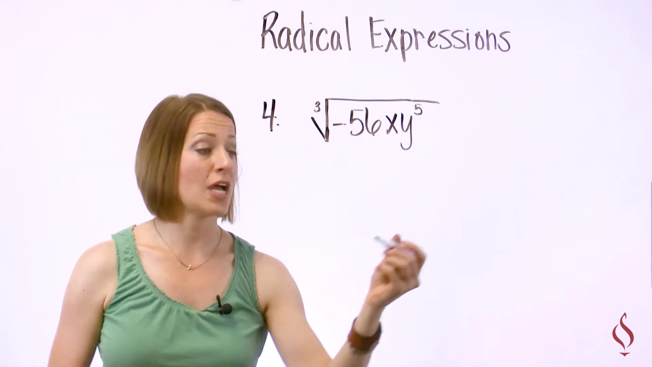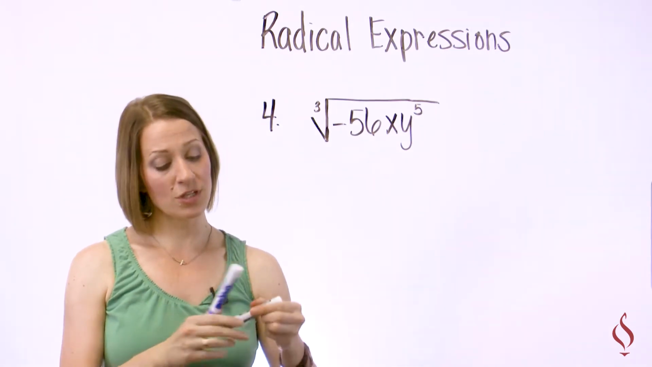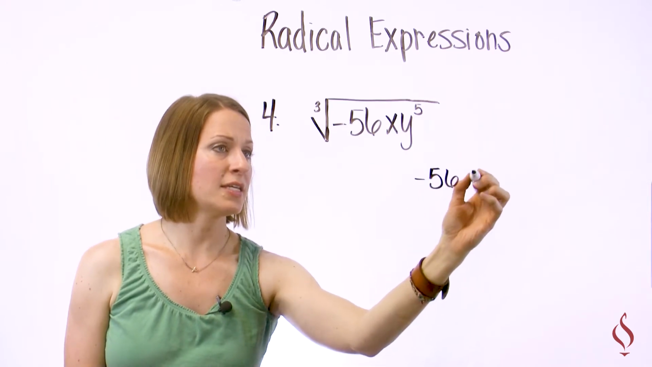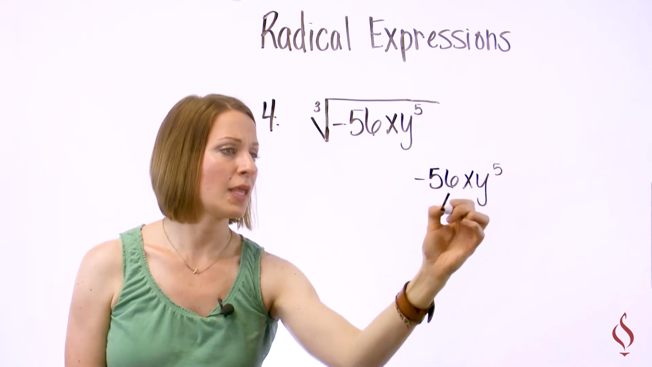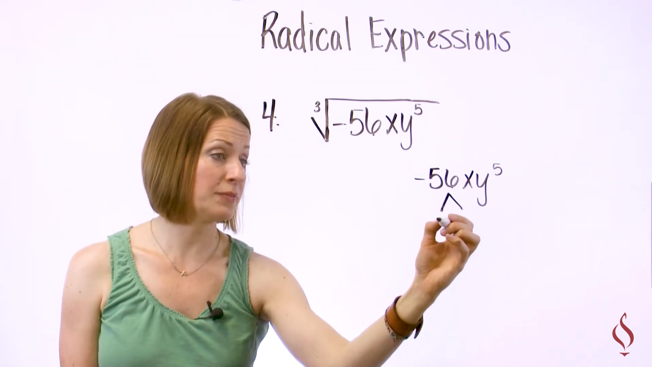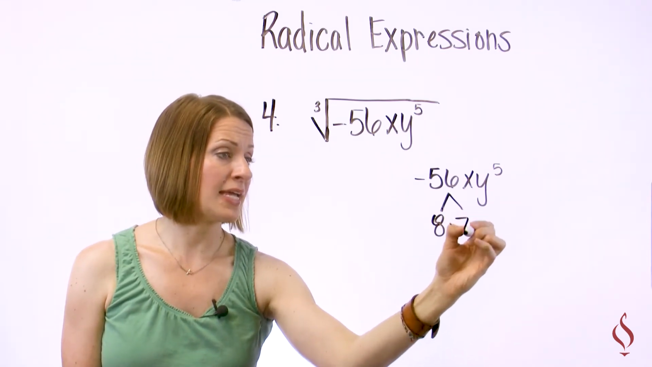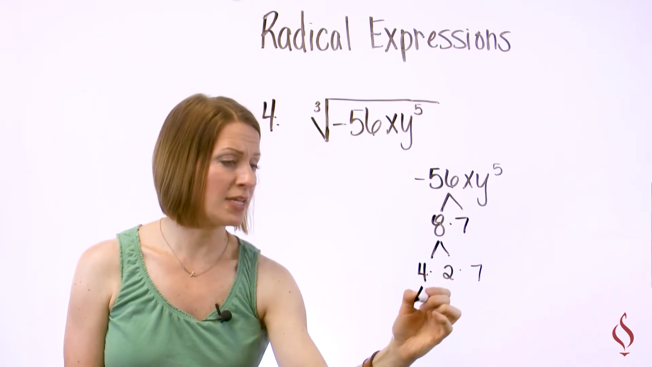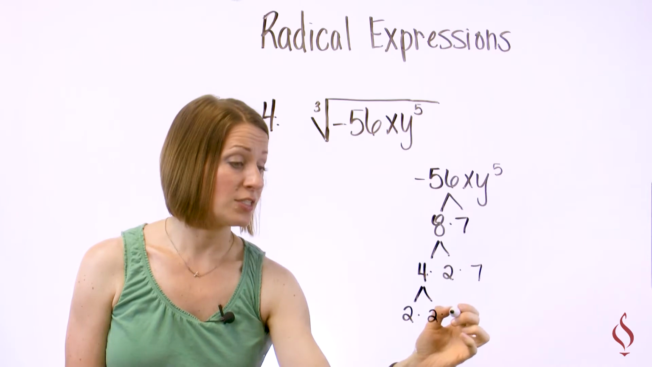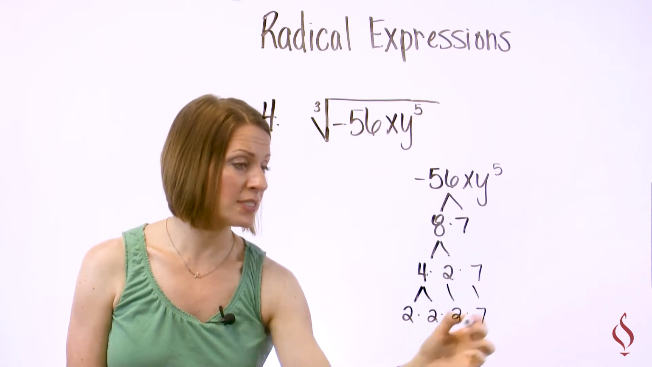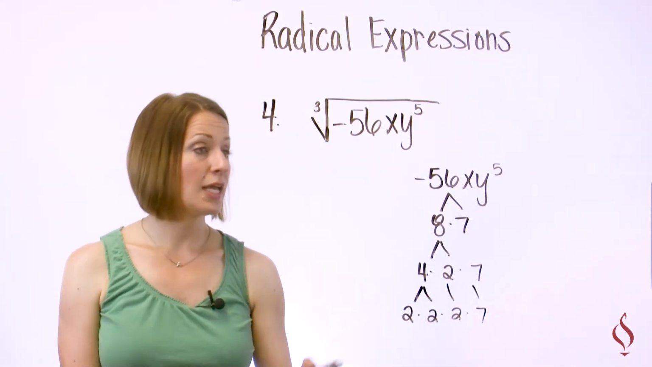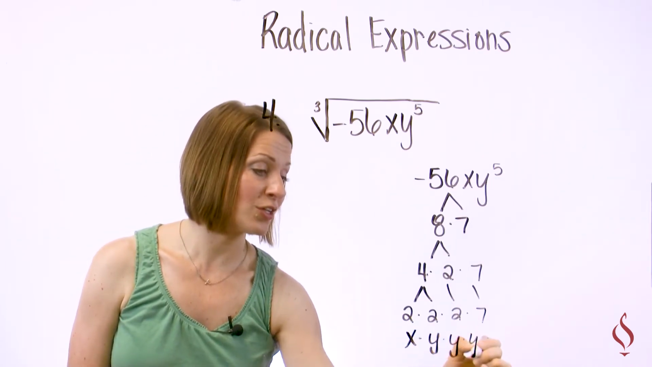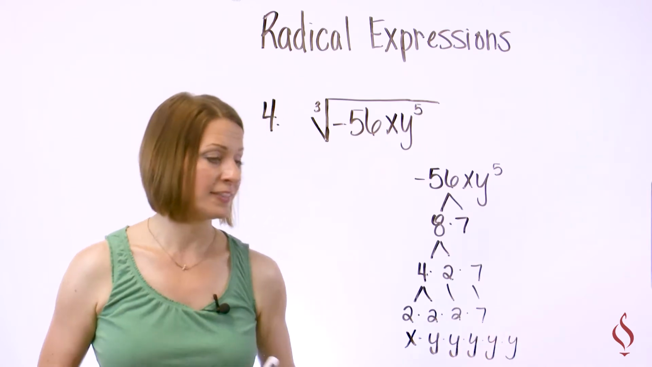Okay, so let's begin on the last problem. It's a cubed root. I want you to do the same thing. Let me switch colors. I want you to rewrite the expression and then go ahead and make a factor tree. This is going to be 8 times 7, 4 times 2 times 7, and then we're going to break down this 4 to 2 times 2. And these other ones are already prime numbers. And even though it's kind of long, I do want you to go ahead and write out all 5 of those y's.